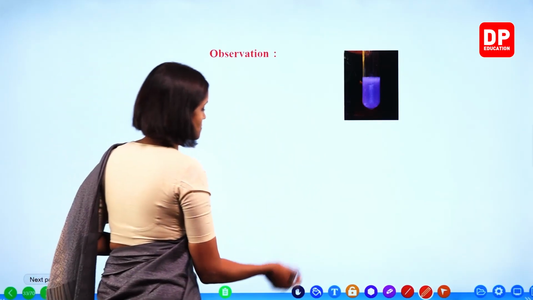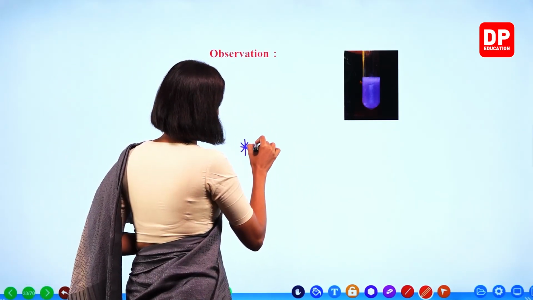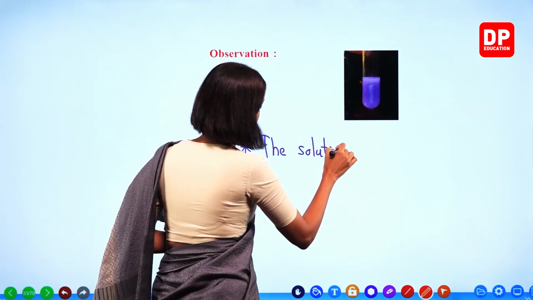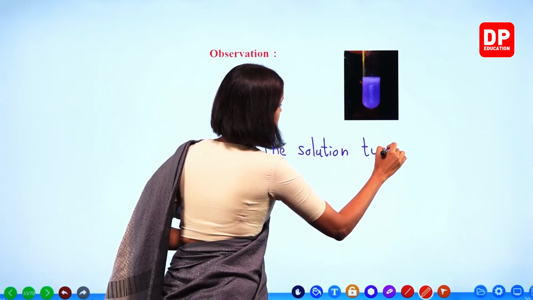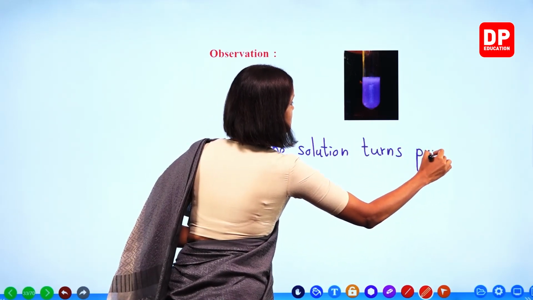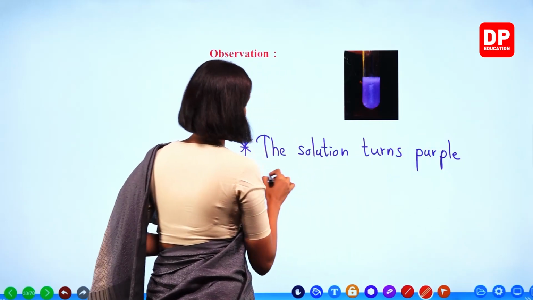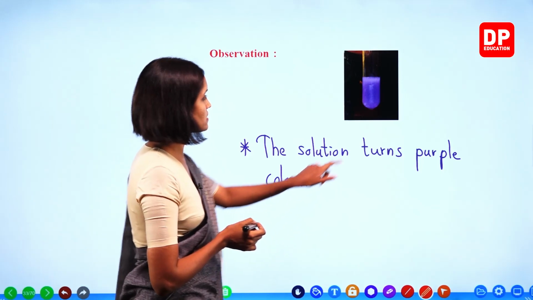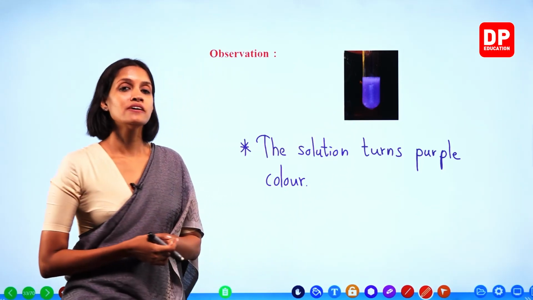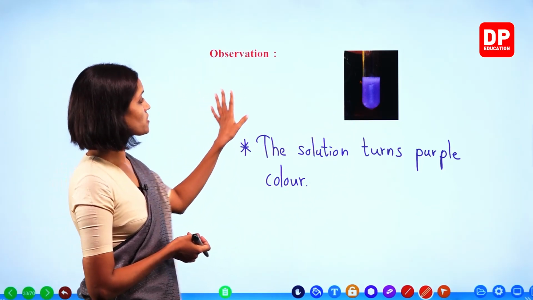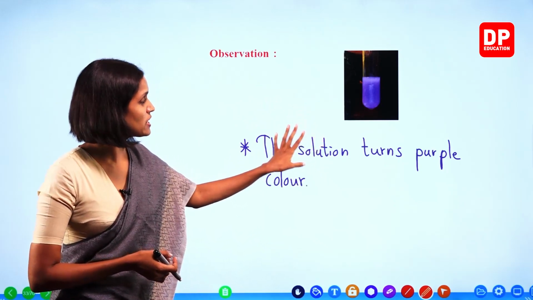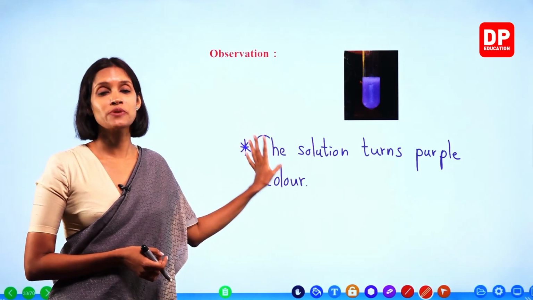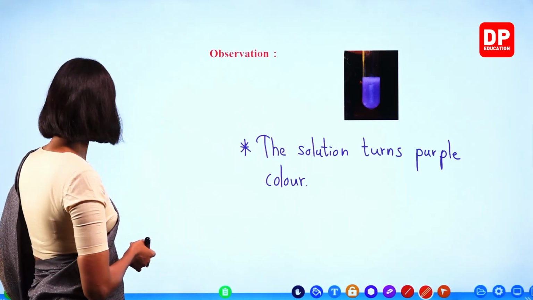So we will write down the observation. The solution turns purple color. This is the color. Right, children? So this is possible only in the presence of proteins. Therefore, this biuret test can be used to identify proteins present in food. Okay, we'll move on to the next.